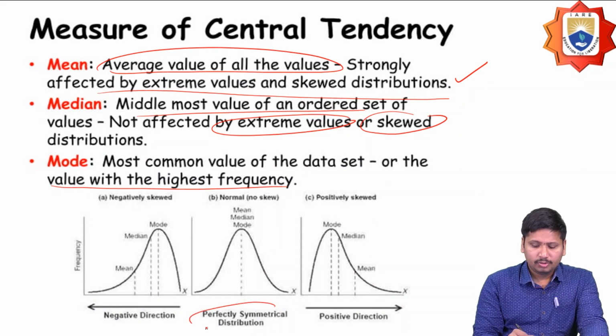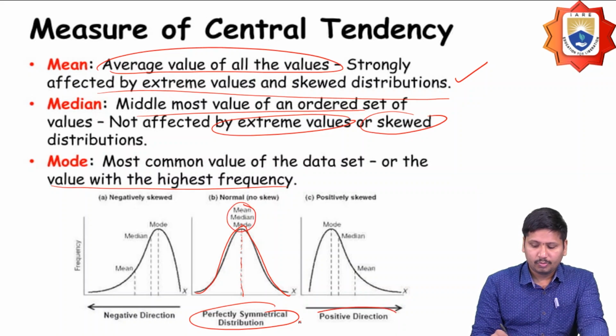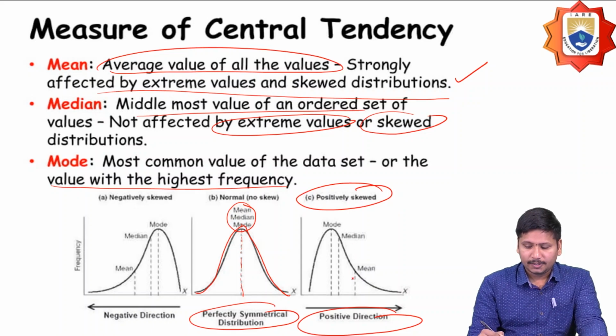And suppose this is the perfect distribution of a normal data set. The curve that is obtained, the middle point of this curve, should be treated as the mean, median, and mode. Suppose this is in the positive direction, a positively skewed distribution. At that time it differs a little bit. The middle of this curve should be treated as the mean here, and the middle portion of the curve should be treated as the mode, and this should be considered as the median.